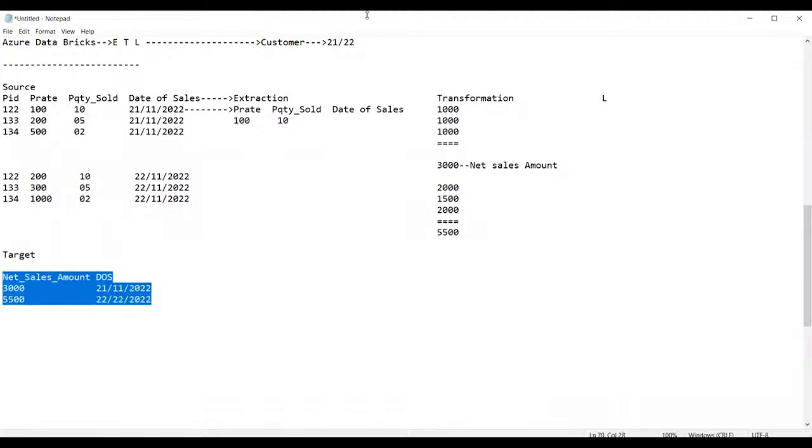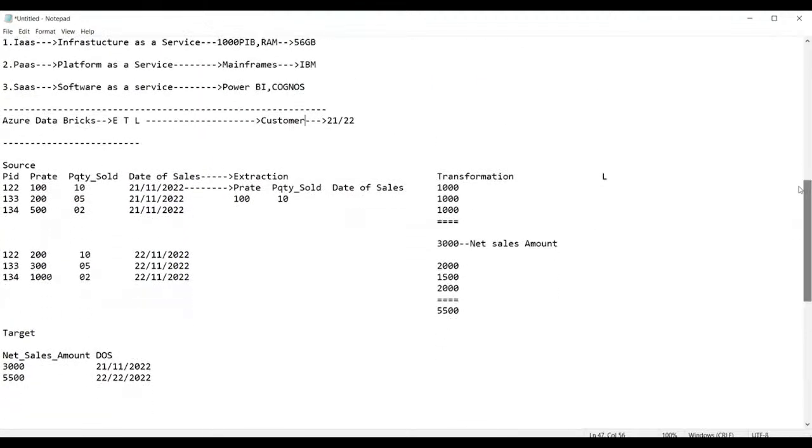So this data, you can report to the customer, stating that this is the difference of sales between the 21st and 22nd day of November 2022. Am I right, guys? Everyone? This process is called the process of what? Extraction, transformation, and loading. And this is done by using Azure Databricks here.